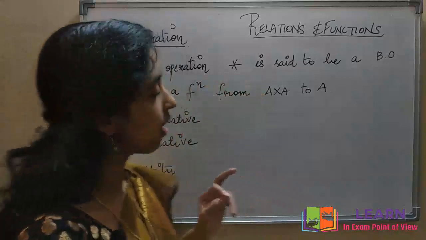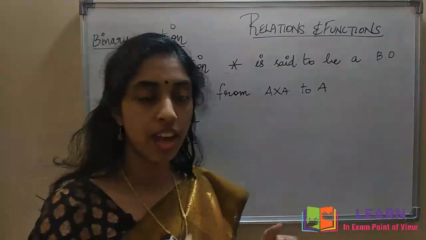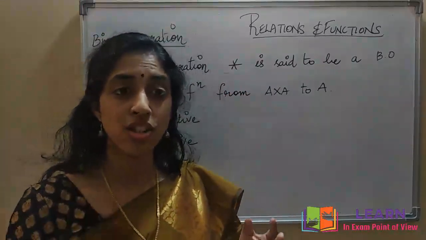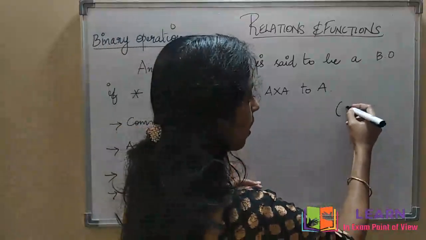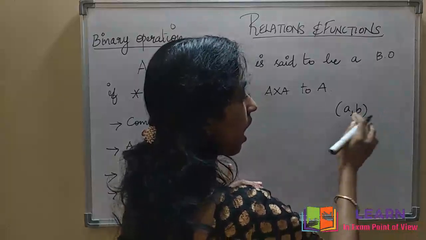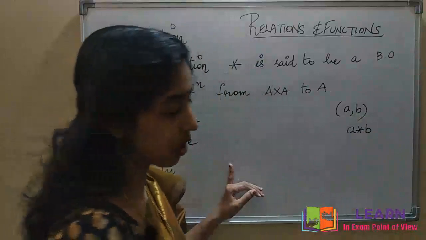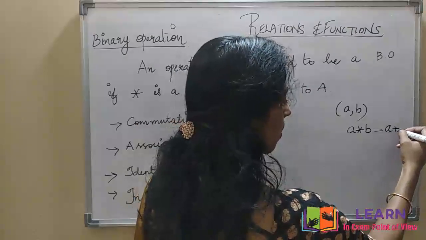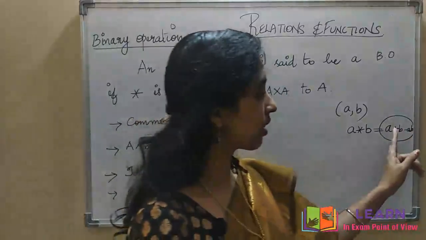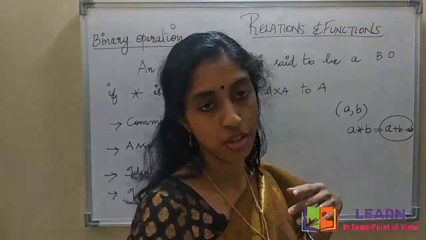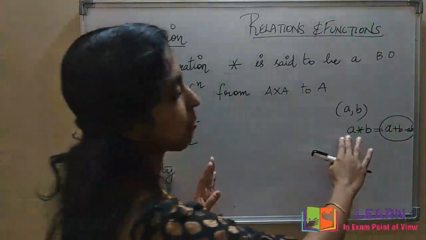Okay, so the definition: the operation star is said to be a binary operation if star is a function from A cross A to A. A cross A means, you know, the Cartesian product. If we take an ordered pair (a, b) and perform a star b, the star is a binary operation, which means any mathematical operation you are performing, like a plus b minus ab. Here it is a combination of plus and minus. This is a binary operation.